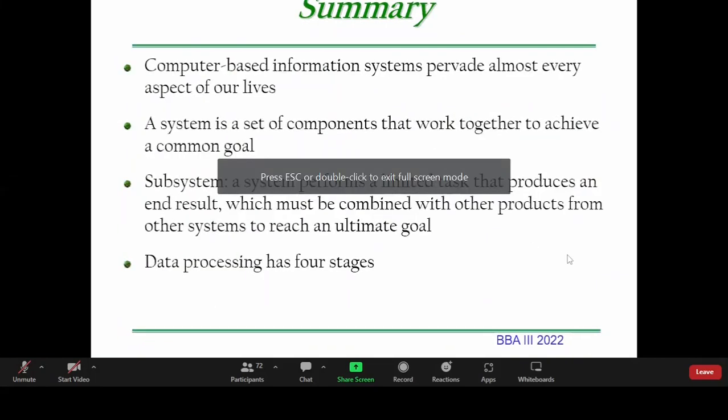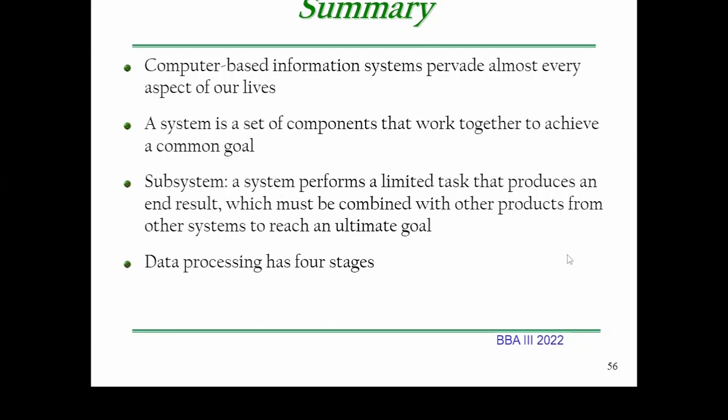In summary, computer-based information systems pervade almost every aspect of our lives. A system is a set of components that work together to achieve a common goal. That one we've already said. Then subsystems perform a limited task that produces an end result, which must be combined with other products from other systems to reach an ultimate goal.